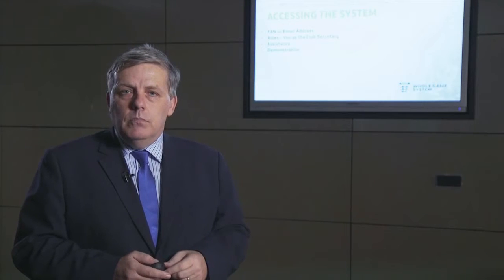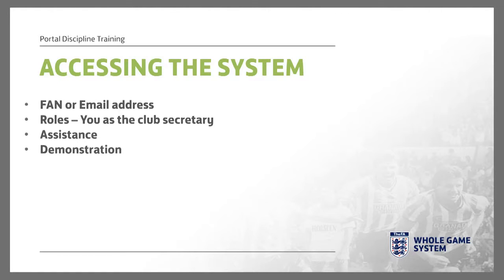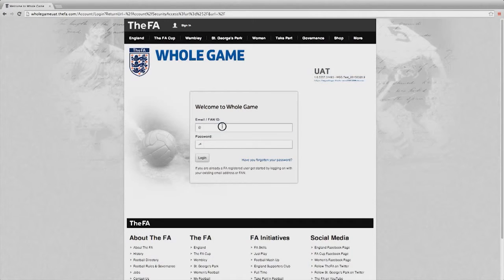So how do you get access to the system? Providing you've got access to the internet, you have access. You will need your FAN or email address, and of course your password. If you've forgotten your password through the FA system, you can get assistance in retrieving it. Once you've entered the Whole Game URL into your web browser, you will be presented with this login screen. To log into the system, all you need is your unique FAN ID or registered email address, and of course your password. If you've forgotten your password, never mind, because you can get assistance in retrieving it by clicking on Have you forgotten your password here.